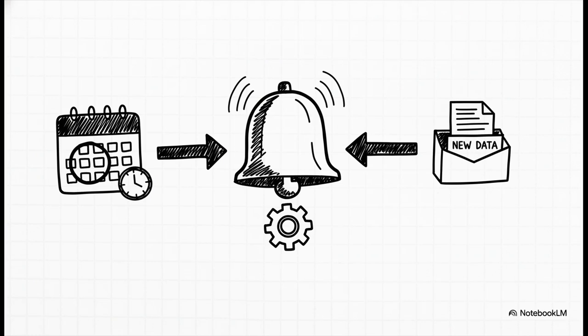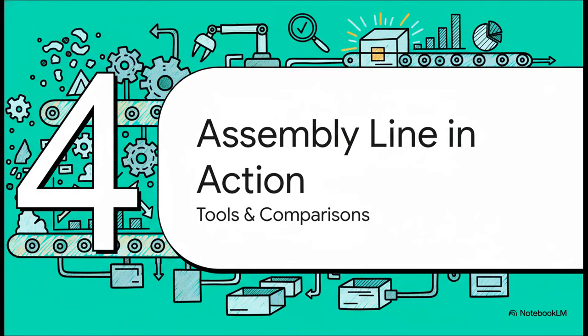It can be a simple schedule like, hey, run this job every morning at 9 a.m. sharp. Or it can be event-based, which is way cooler. The second a new file lands on the loading dock, kick off the assembly line. It's all about hands-off automation. Okay, we know all the parts and the factory's powered up.